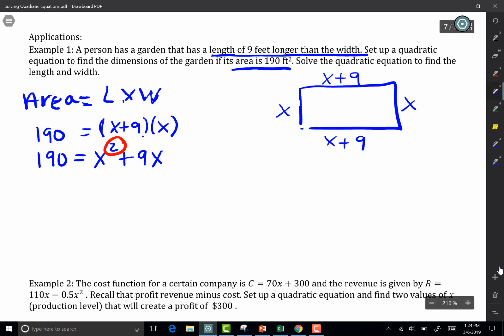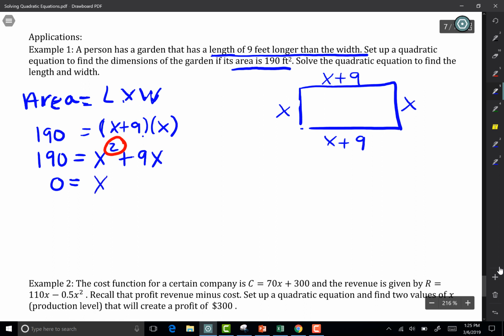Now, we have multiple methods to solve a quadratic. We have factoring, which doesn't always work, but it's usually the easiest way to do it. Then if factoring doesn't work, we can resort to one of the other methods like the quadratic formula, completing the square, or the square root property. I'm going to try factoring first because that's my preference. So in order to factor, we have to set everything equal to 0. So I'm going to subtract 190 from both sides.